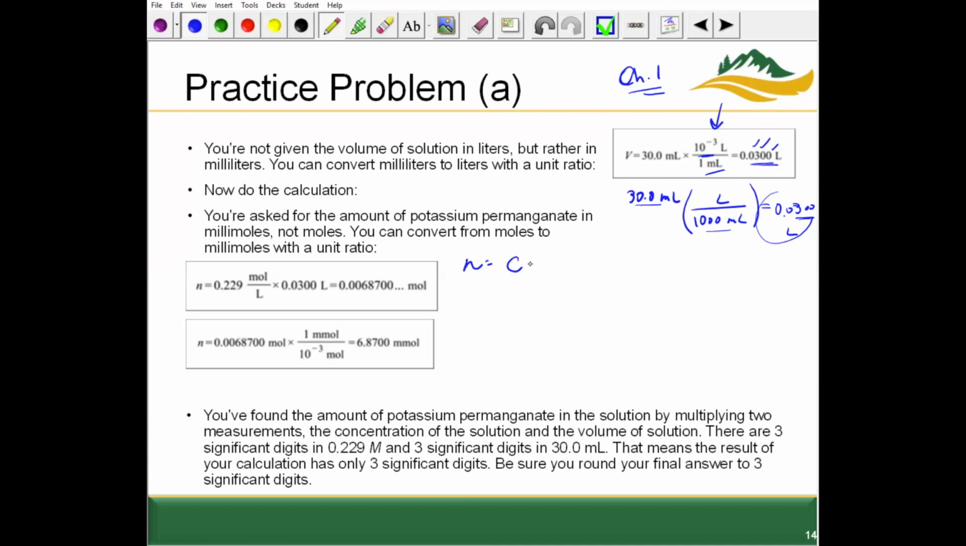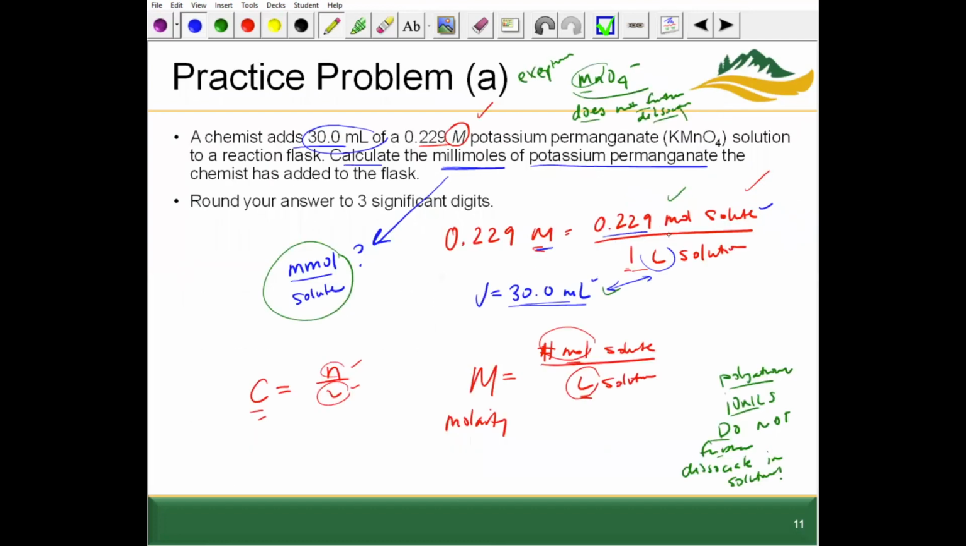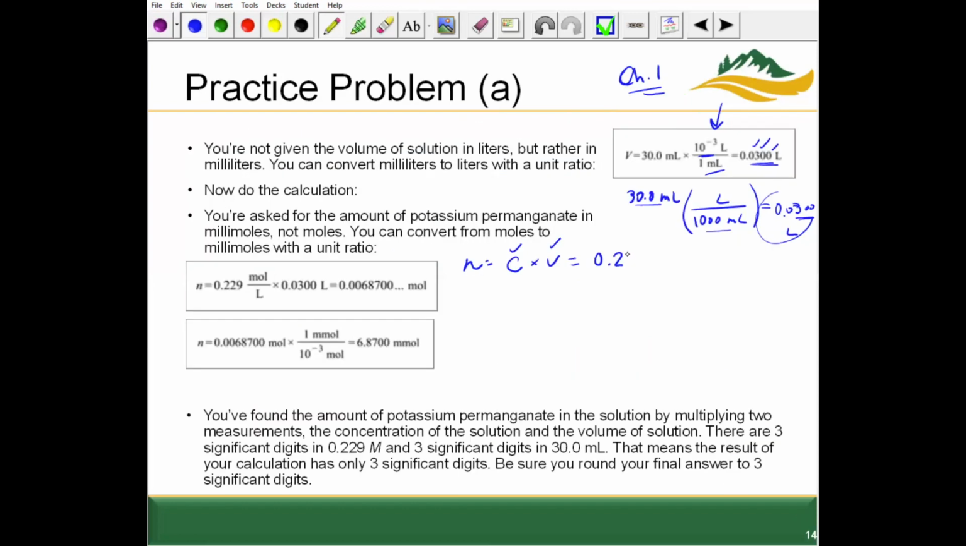So that is a concentration times a volume. Now we have the concentration, we have the volume. Let's plug in those values now. So now our molarity was stated as 0.229 moles of solute per liter of solution. So that's our concentration term. Then for the volume, we have this term here of 0.0300 liters.